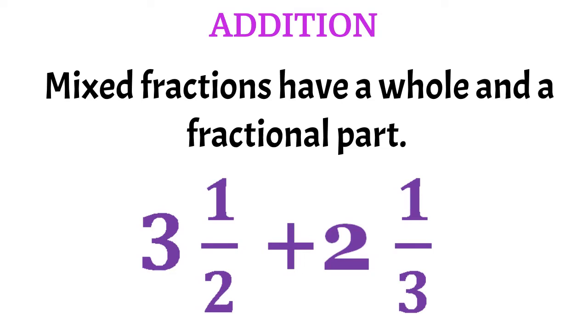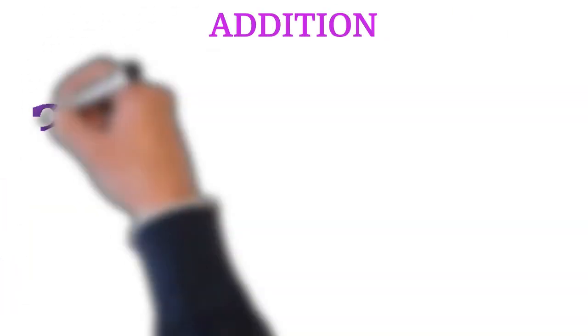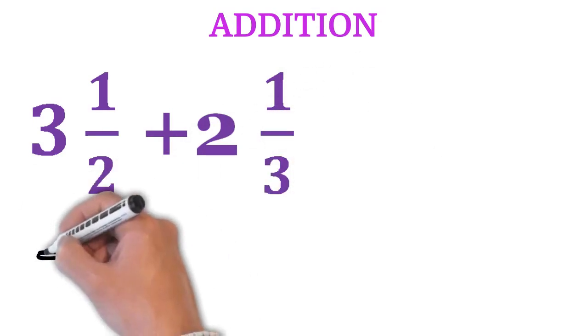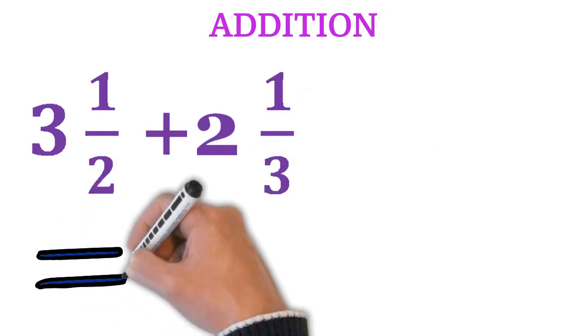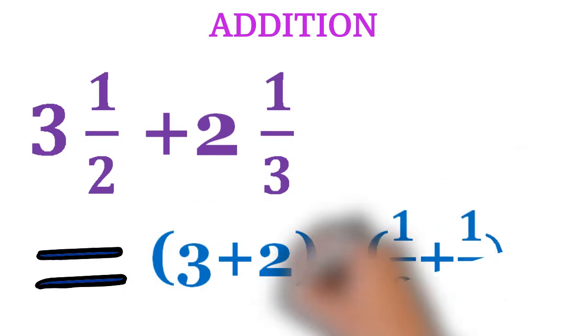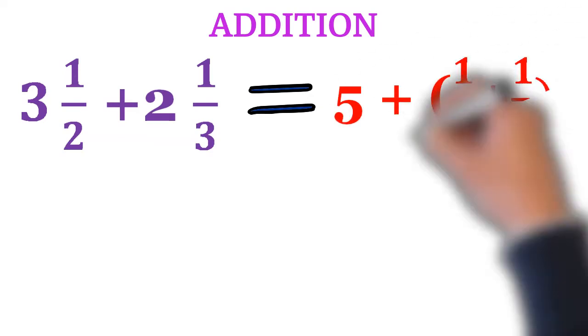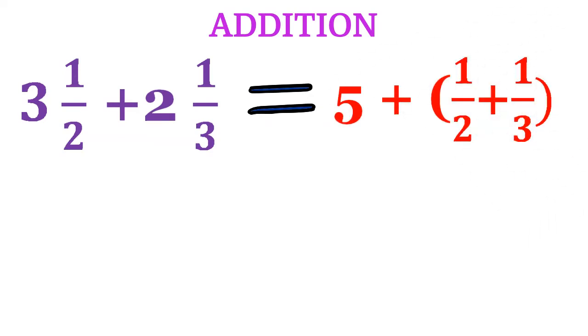Step 1. Now to add the mixed fractions, we have to add the wholes and the fractional parts separately. That is, 3 whole 1 by 2 plus 2 whole 1 by 3 equals 3 plus 2 plus 1 by 2 plus 1 by 3. That is equal to 5 plus 1 by 2 plus 1 by 3.